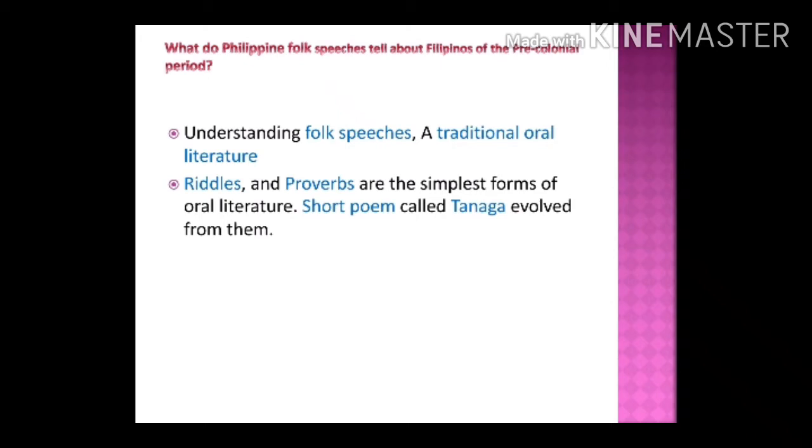They are poetic and contain rhymes, the repetition of words, rhythm, and rhetorical figures to suggest different interpretations to words or to stir up emotive reactions. Riddles and proverbs are the simplest forms of oral literature, and a short poem called Tanaga evolved from them.